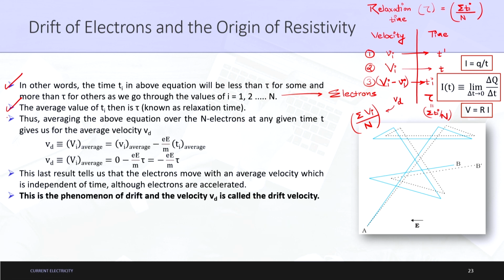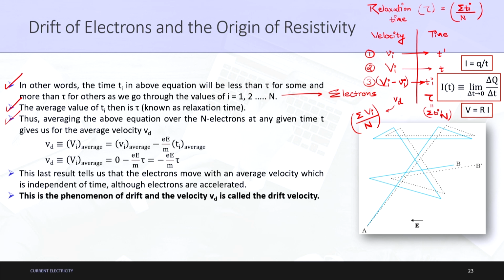Let me iterate each statement from here. Averaging the above equation over the n electrons at any given time t gives us the average velocity. The average of capital Vi is equal to the average of small vi minus E by m times the average of Ti, as this value is constant and can be taken out of the average. Now, the average of small vi is 0.